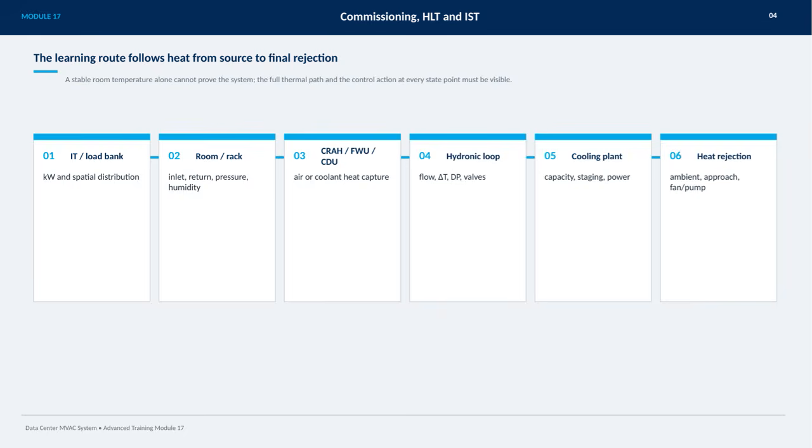Next, we look at the room or rack level, checking inlet and return air conditions, including pressure and humidity. Moving further, the CRAH, FWU, or CDU units capture heat either from air or coolant. Then we focus on the hydronic loop, measuring key parameters like flow rates, temperature differences, differential pressures, and valve positions. After that, attention shifts to the cooling plant where capacity, staging, and power usage are assessed. Finally, the heat rejection stage involves monitoring ambient conditions, approach temperatures, and the operation of fans and pumps. This comprehensive approach allows us to fully understand and verify the system's performance.